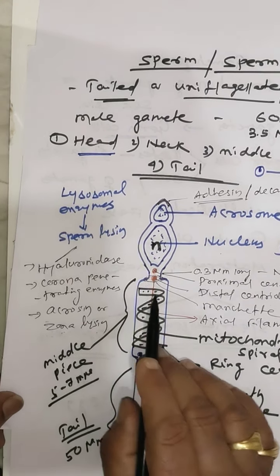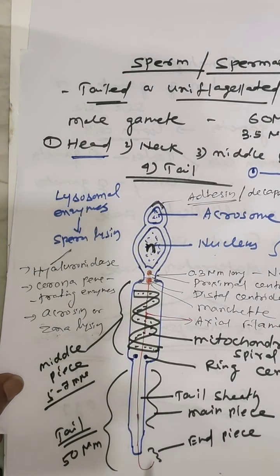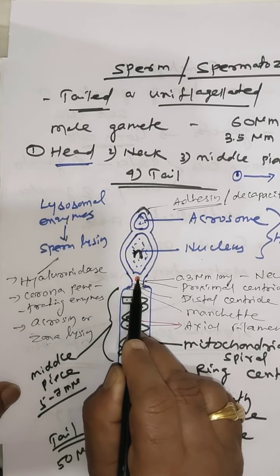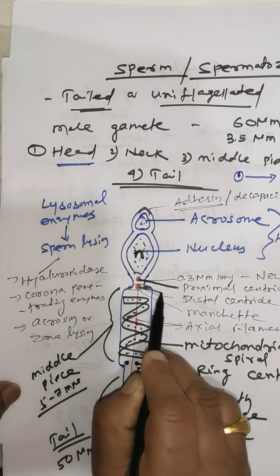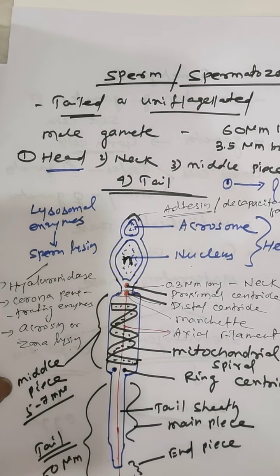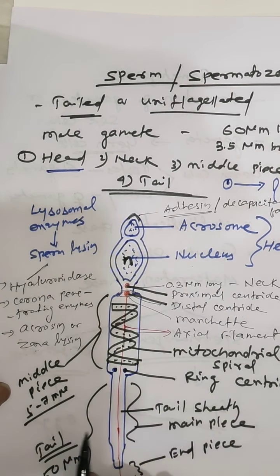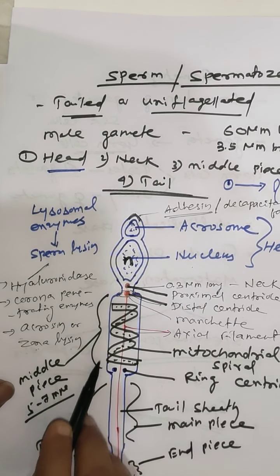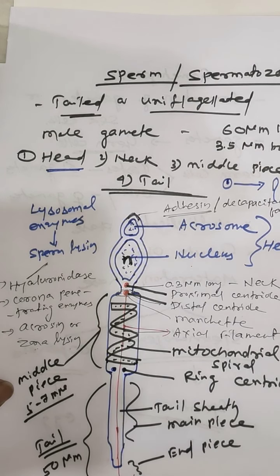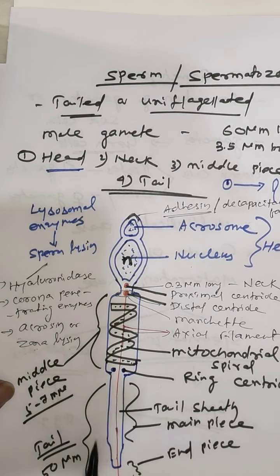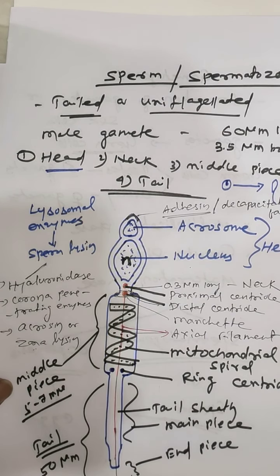Next is the neck. It is the narrow part, about 0.3 millimicron long, and it contains two centrioles, the proximal centriole and the distal centriole. The proximal centriole goes into the ovum during fertilization, whereas the distal centriole forms the axial filament, which passes through the entire length of the middle piece and tail. The axial filament is composed of microtubules.